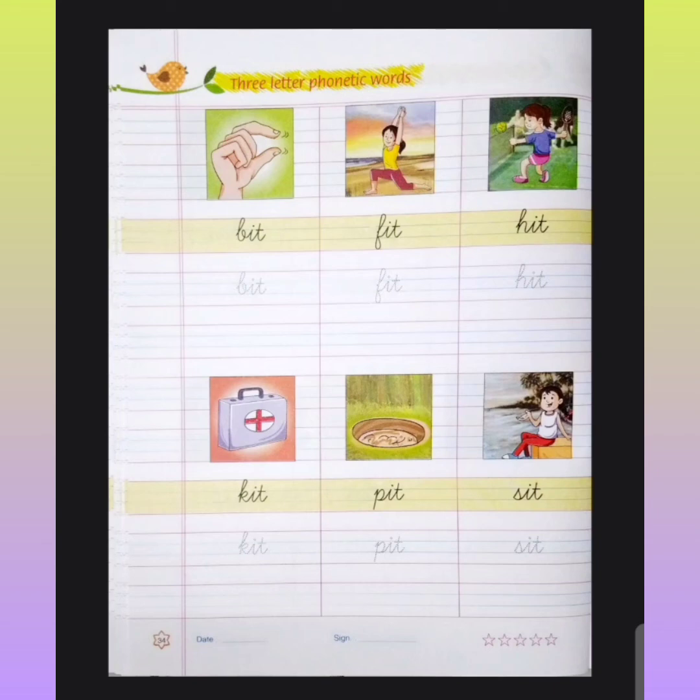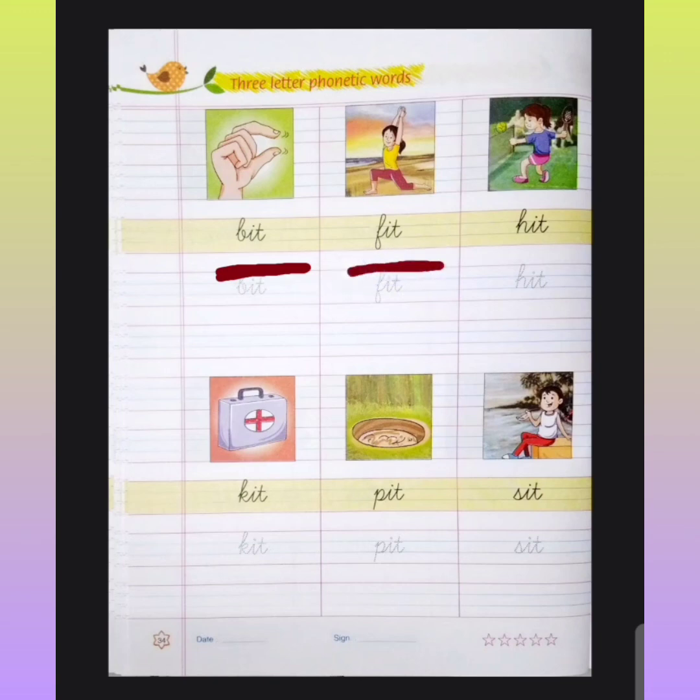So the first word over here is bit, bit. Now you can see there is a hand showing bit और 2 fingers point out कर रहे हैं कि बहुत छोटी सी चीज़ है. Bit is a small portion of something. Now next is fit, fit. The girl is exercising over here. She is being fit, active.